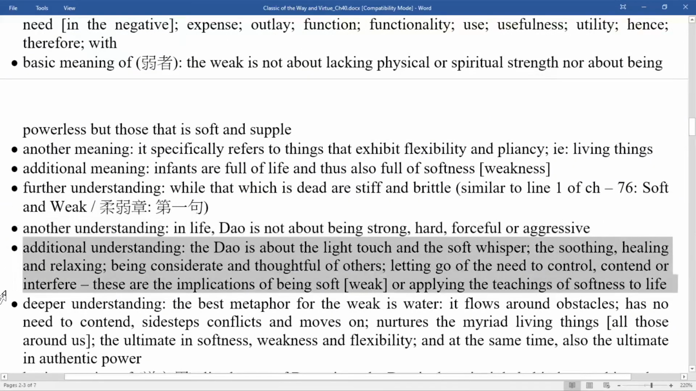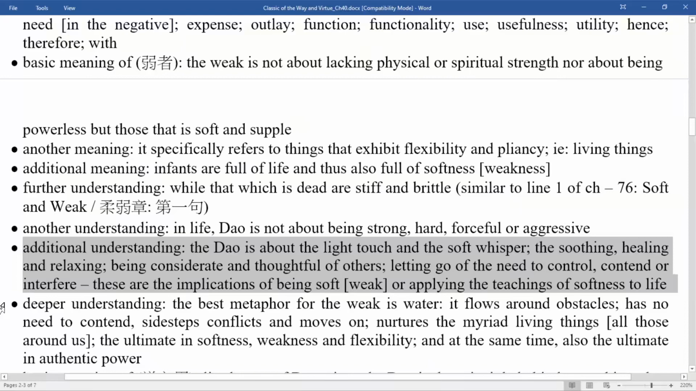The Tao is about the light touch and the soft whisper, the soothing, healing, and relaxing, being considerate and thoughtful of others, letting go of the need to control, contend, or interfere. These are the implications of being soft or weak, or applying the teachings of softness to life. Okay, so that's what all the more nuances of what the weak or weakness is.